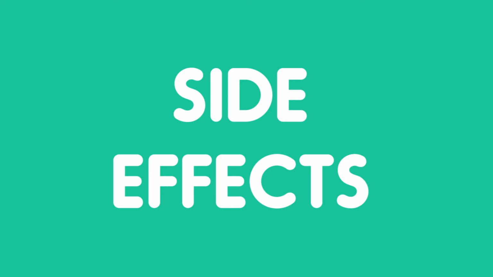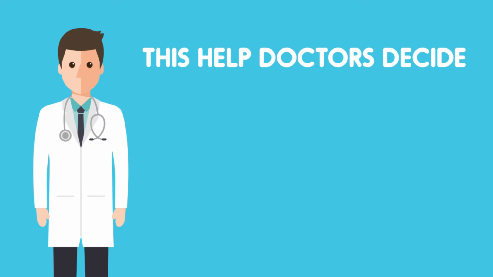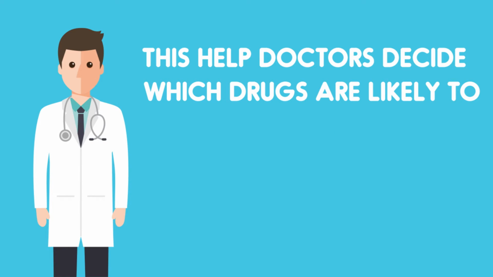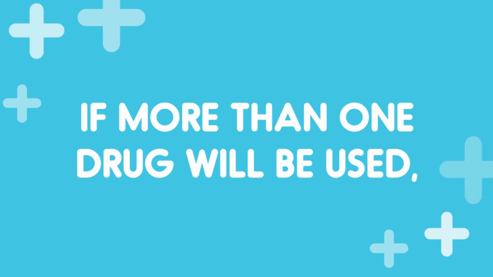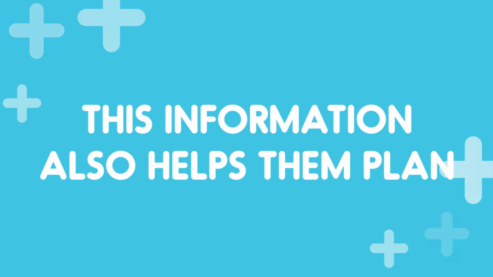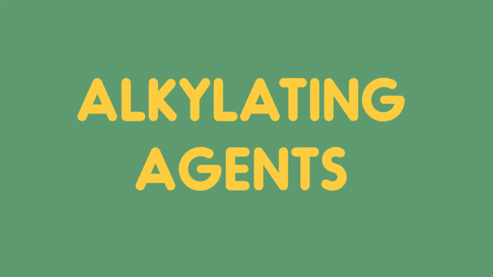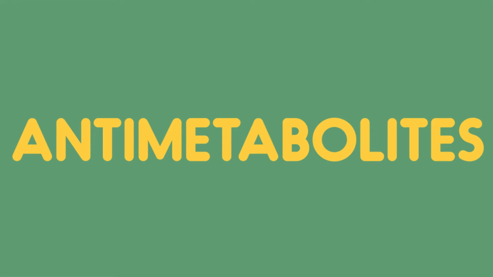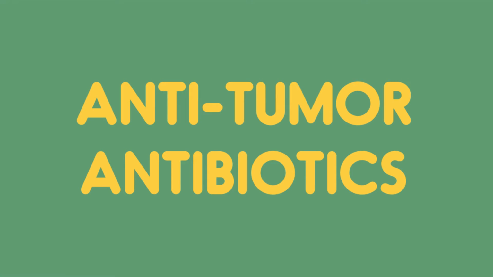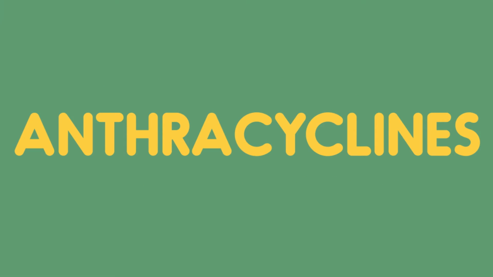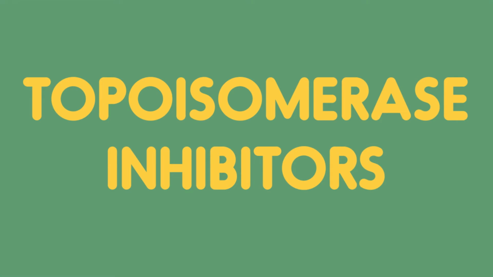Knowing how the drug works is important in predicting side effects. These help doctors decide which drugs are likely to work well together. If more than one drug will be used, this information also helps them plan exactly when each of the drugs should be given. These are the alkylating agents, antimetabolites, anti-tumor antibiotics, anthracyclines, topoisomerase inhibitors, and mitotic inhibitors.